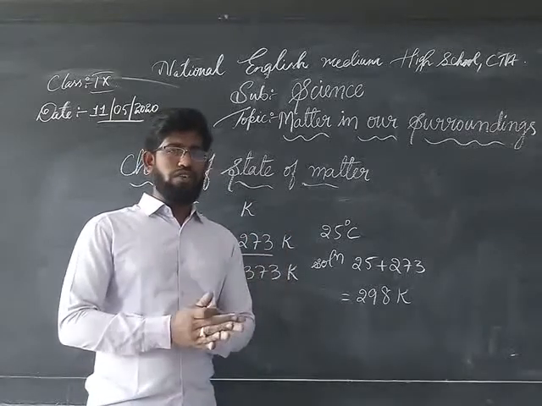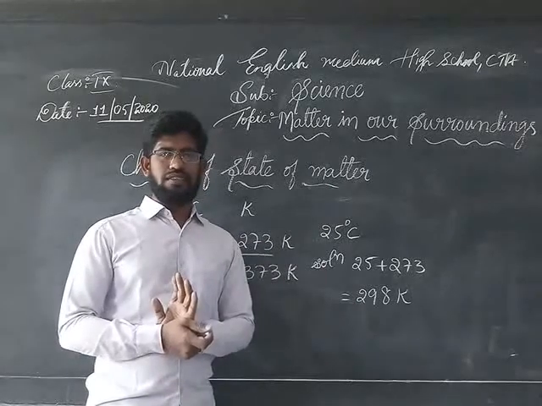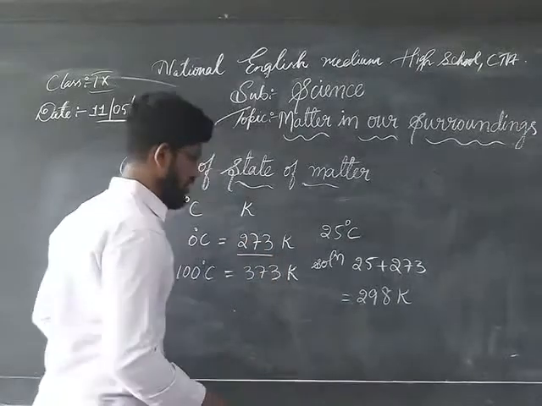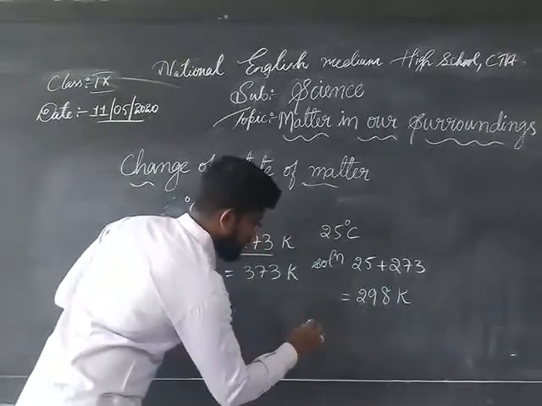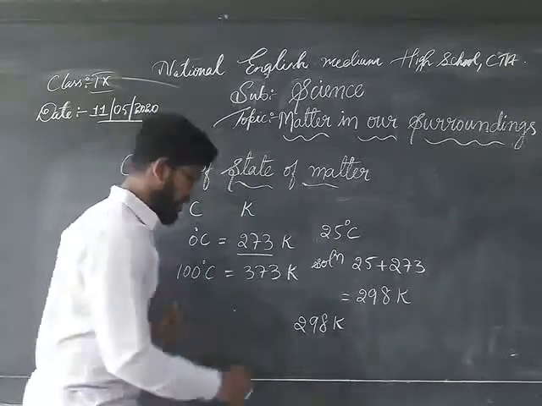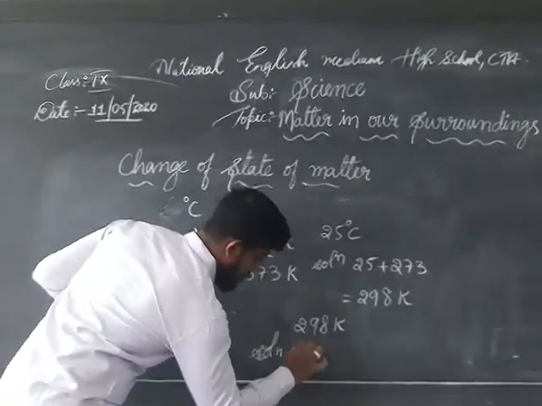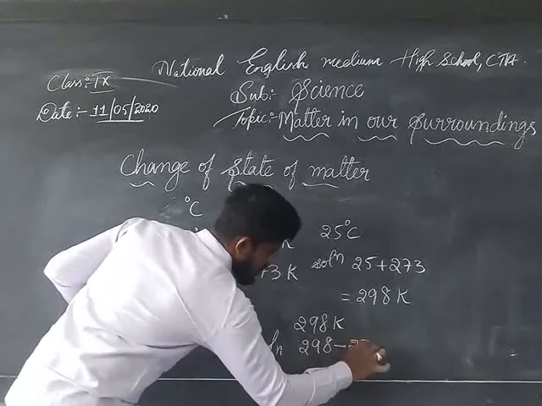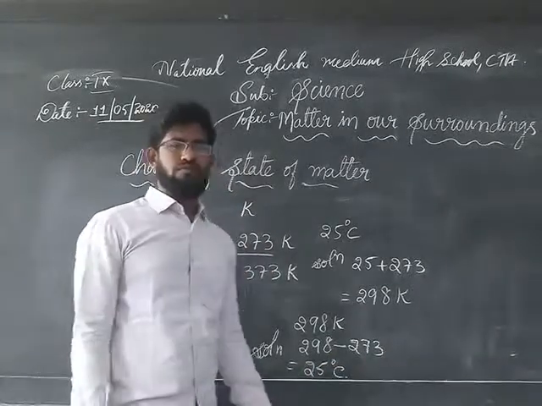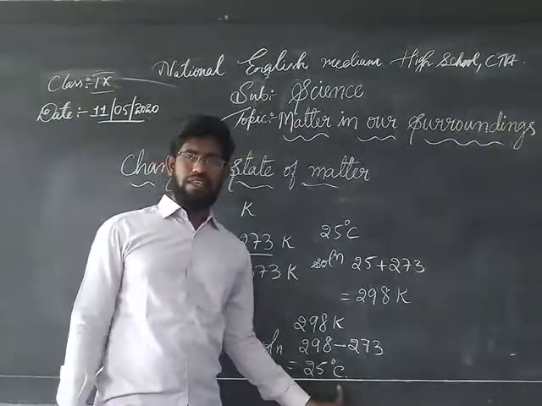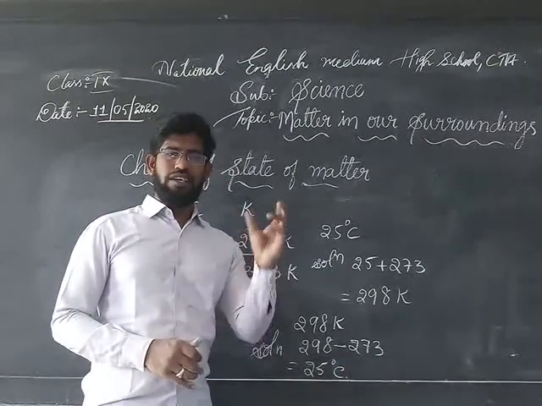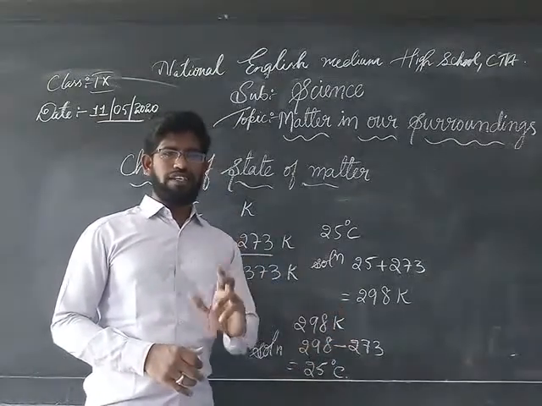Understood? Like that, vice versa. If you want to change the Kelvin scale into degree Celsius, yes, we have to subtract 273, or we have to remove 273. Let me see how. Take 298 Kelvin. If you want to change it into degree Celsius, then we just subtract: 298 minus 273, which is equal to 25 degree Celsius. Remember to write the scale into which you have converted. Understood? So like that, we change the degree Celsius scale into Kelvin scale and back into degree Celsius.